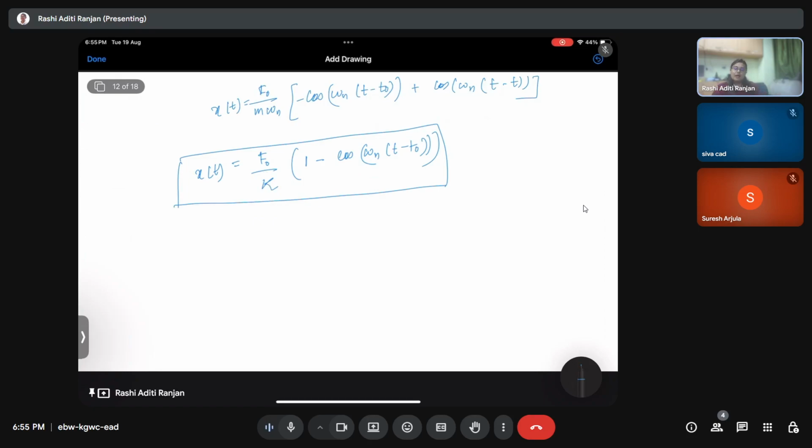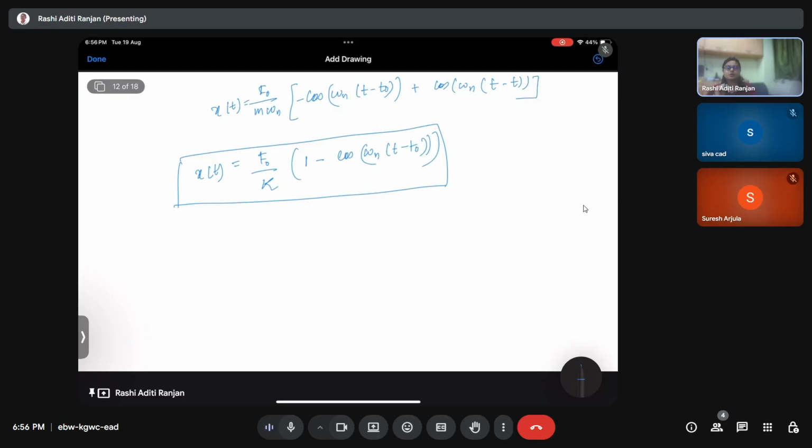So if we compare the system where a constant force was applied at t equals 0 and when a constant force was applied at t equals t naught, there is only a difference that the terms which were in terms of t are now replaced by the terms in terms of t minus t naught. So you can remember this in order to attempt any question. You don't need to go through the derivation again. If you remember one approach, you can just substitute t minus t naught in place of t and then find the solution.